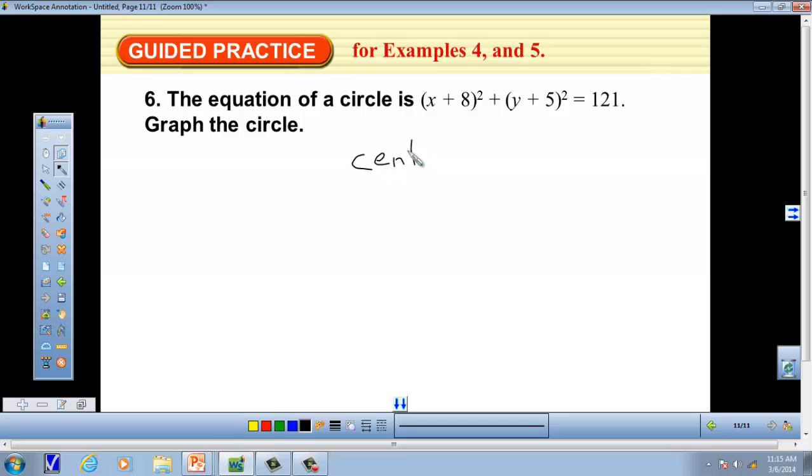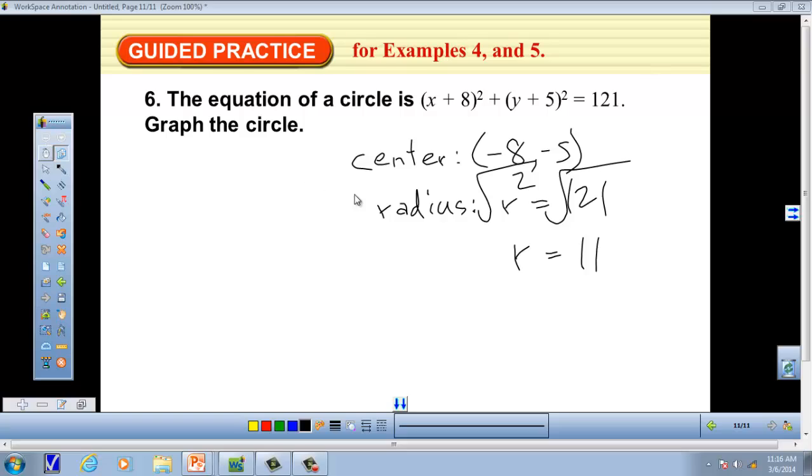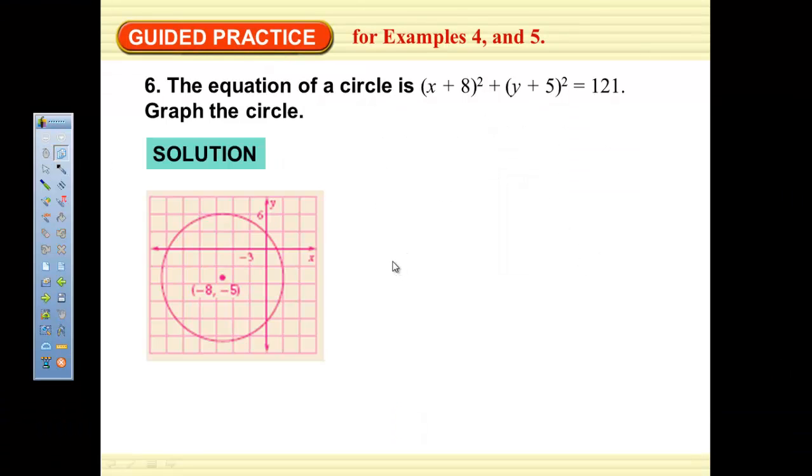Center is the opposite of +8, so it would be -8, and the opposite of +5, which is -5. Our radius, we're lucky a 3rd time because that's a perfect square. We know r squared is equal to 121. Square rooting both sides, we'd get r equals 11. So we'd plot this point, and then we'd go up 11, down 11, left 11, and right 11, and connect the dots. And it would look something like that.